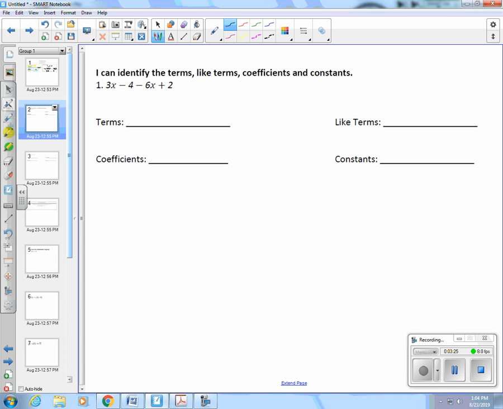Okay, at this point, you've worked on this. You started the video again. So our terms are 3x, negative 4, negative 6x, and 2. Notice I'm just separating them with commas. If they have a negative sign in front of them, that goes with that term. The coefficients are the 3 and the negative 6.